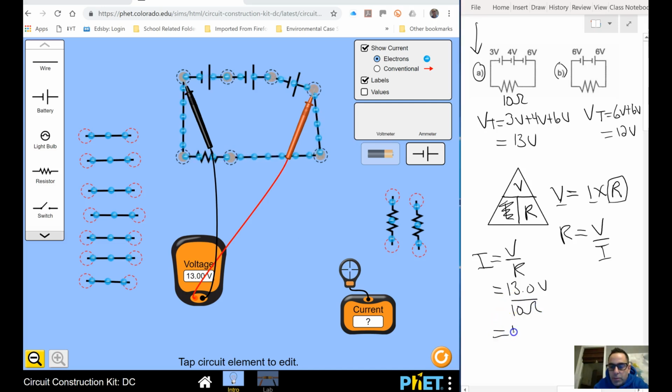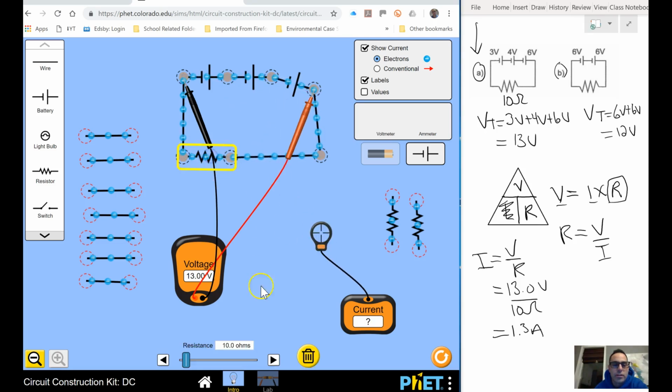Then my current should be 1.3 amps, because current is an amperage. And so we'll test the current right here, and sure enough, it's 1.3 amps, and it doesn't matter where we look on the circuit, the current is always the same, because there's only one path for the electrons to travel.